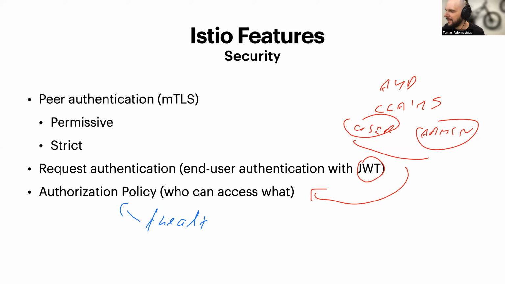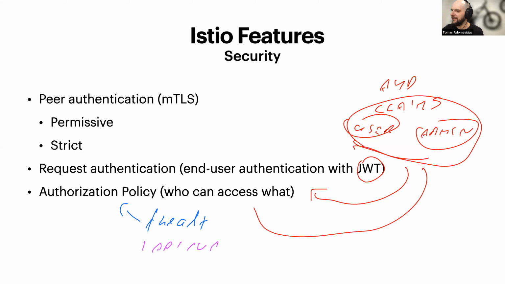And if we have something like /api/v1, you probably don't want this to be accessed by just about anyone. So you can use the claims in here to configure authorization policy to only allow certain claims to access certain paths, or endpoints, in your service. It's a very flexible and quite powerful feature.